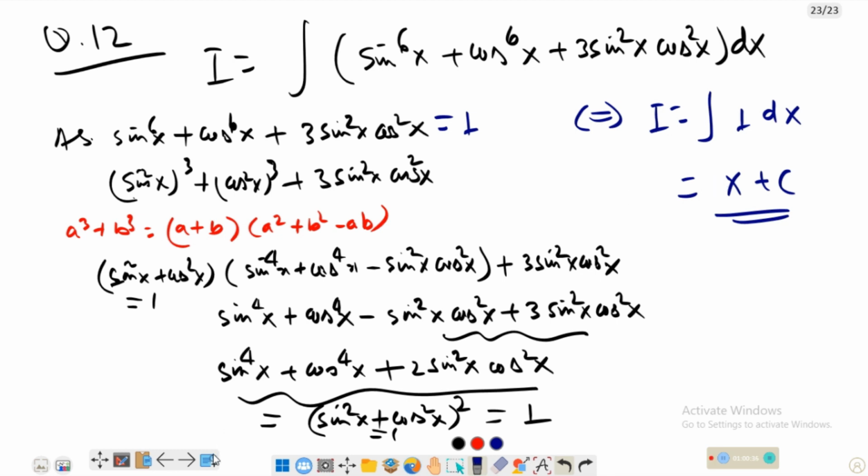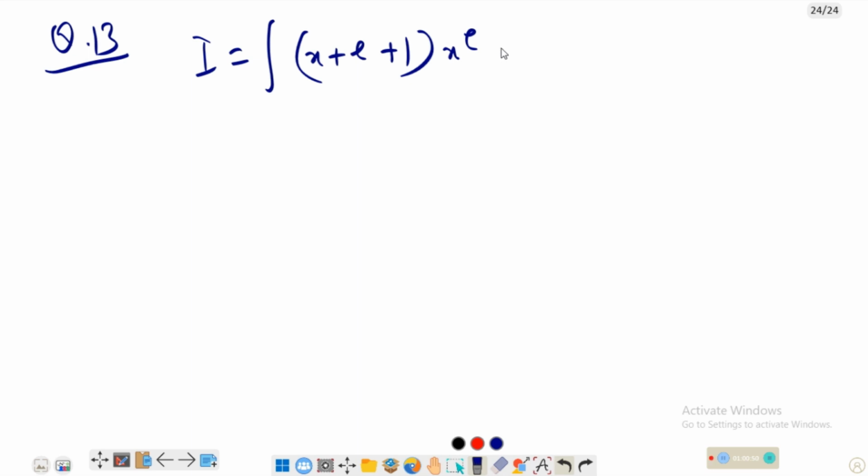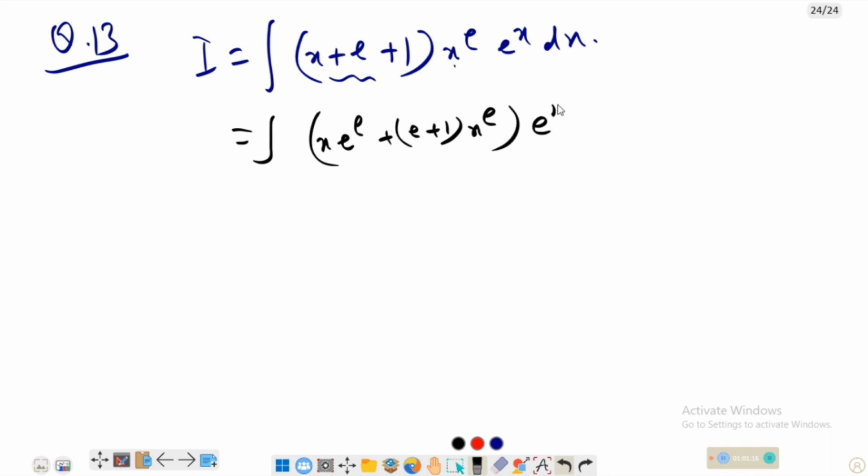Now come to the next question, question number 13. I is equal to the integral of (x plus e plus 1) into x to the power e into e to the power x dx. So if we multiply this quantity to this quantity, we come to x into e plus 1 into x to the power e and e to the power x dx.